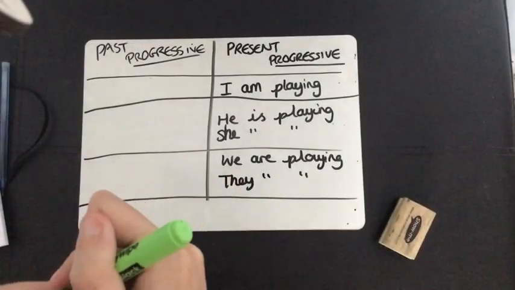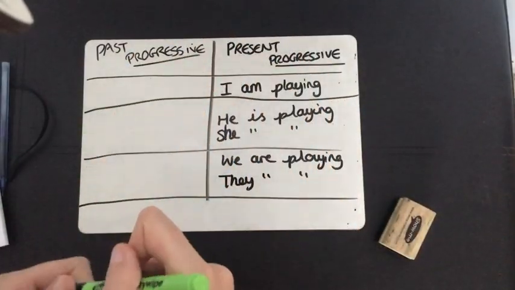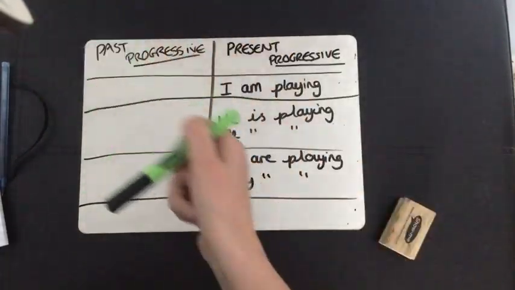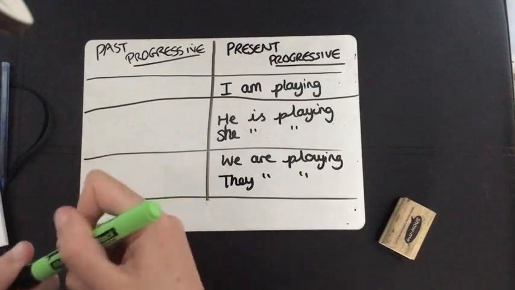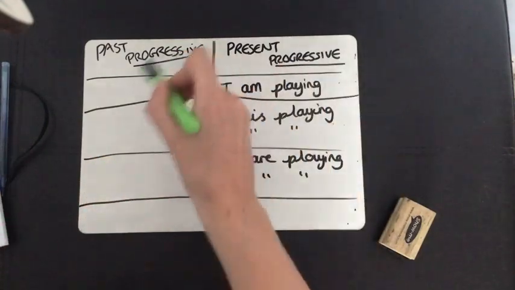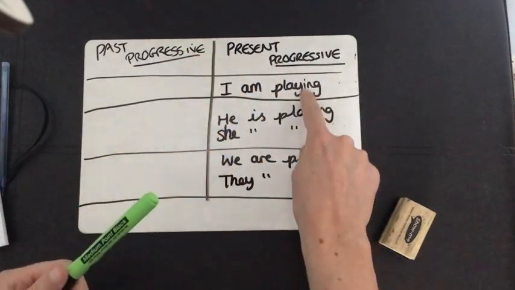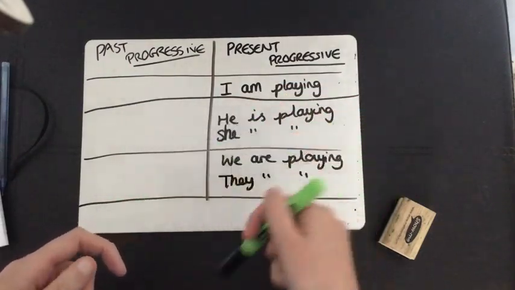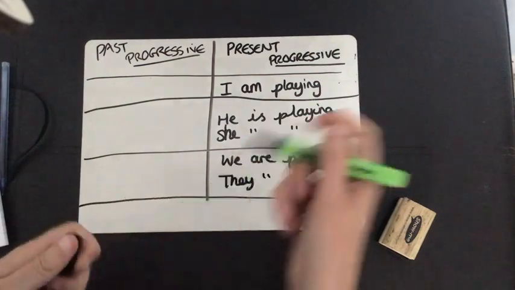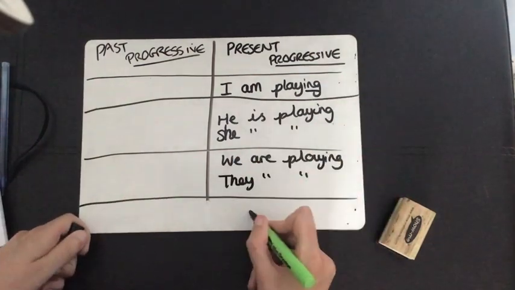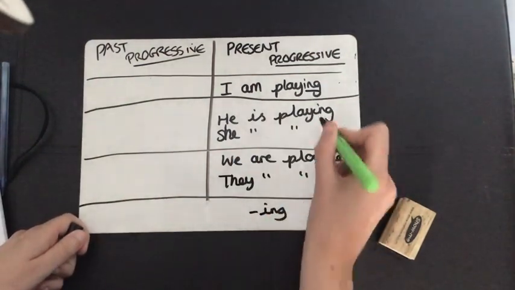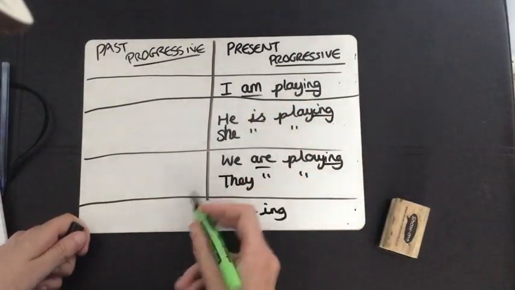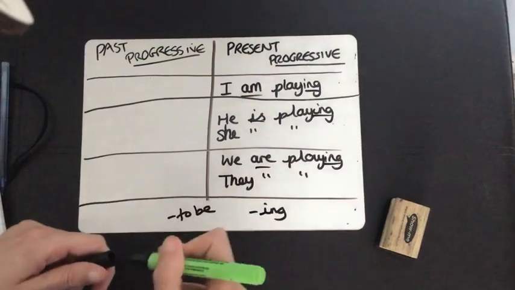So let's remind ourselves what we mean by present and past first of all. The present tense is happening now, whereas past means it's already happened, it's been and gone. The progressive tense just means that your verb, your action, is a continuous action. It's happening over again over a period of time. Now in the progressive tense, all our verbs must end with an ing suffix, and we also have to use the verb to be. So there's our recap.